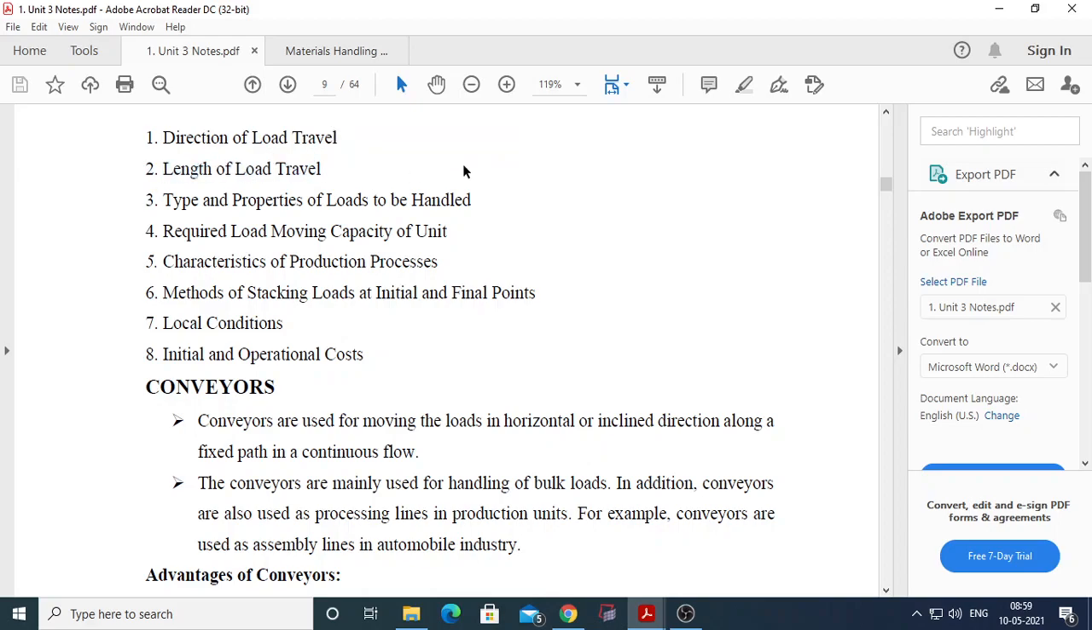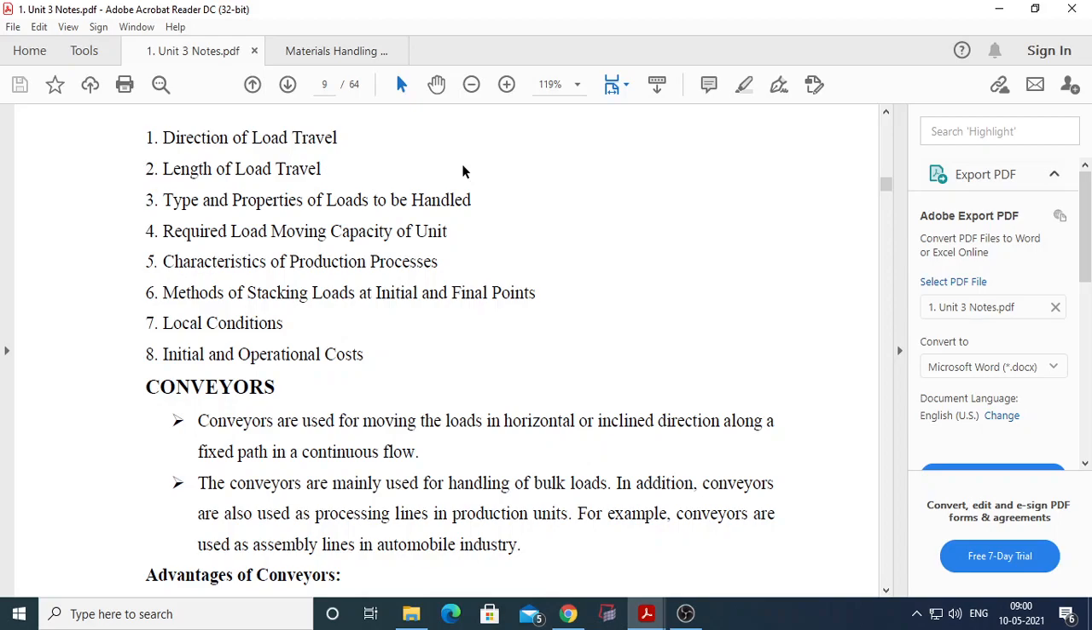Then next is the length of the load travel. You have to check the length range. If there is a short distance, 10 or 100 meters, or occasionally 1000 meters, then you have to use a conveyor. If the length is large, then we use a conveyor.